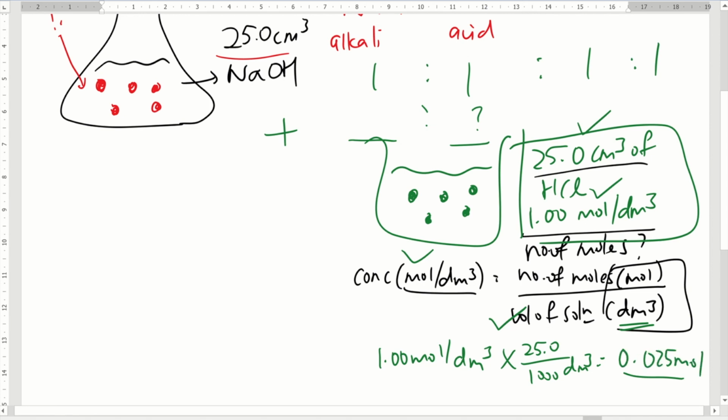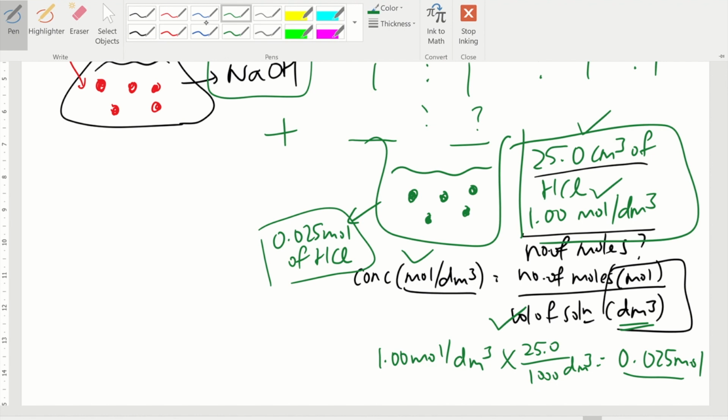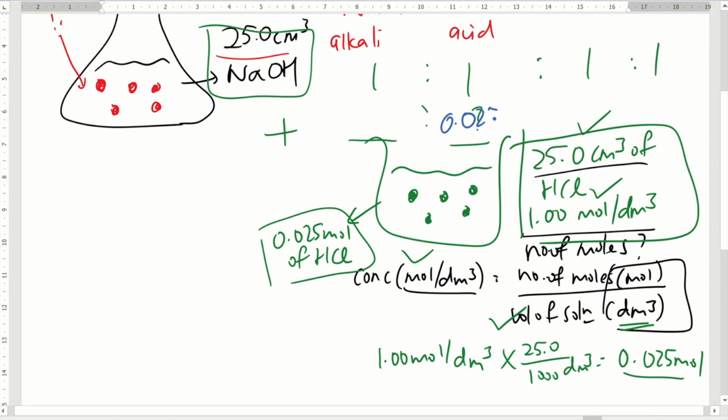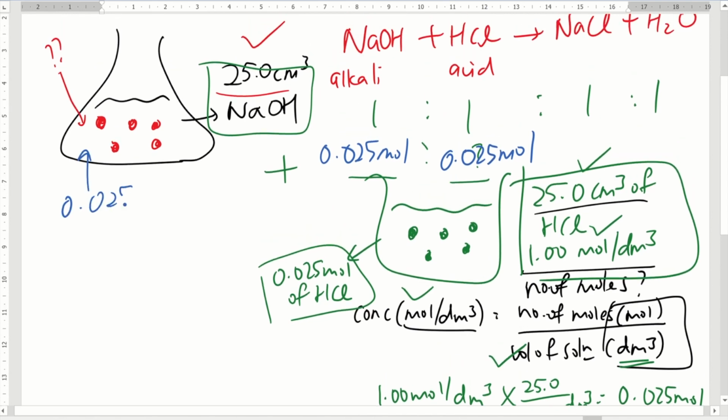So from here, I realize that it's 0.025 moles of HCl, and this amount reacts completely with my NaOH. Which also means that if this is 0.025 moles of acid, the number of moles of my alkali will also be 0.025 mole. So using this volume of acid, I realized that inside this conical flask is also 0.025 moles.